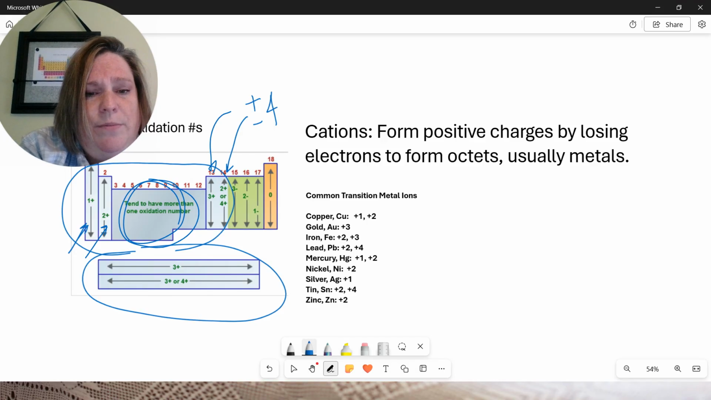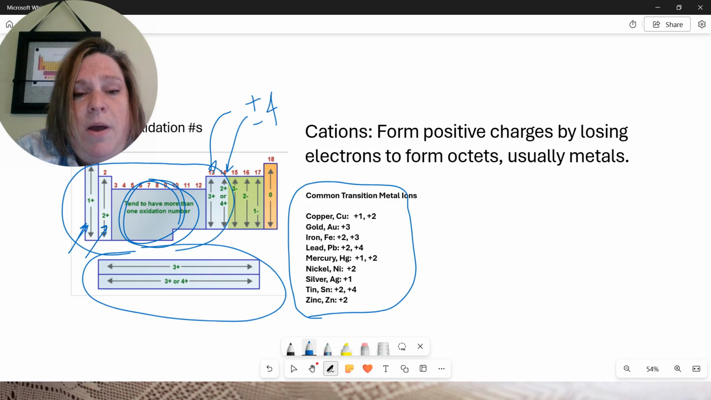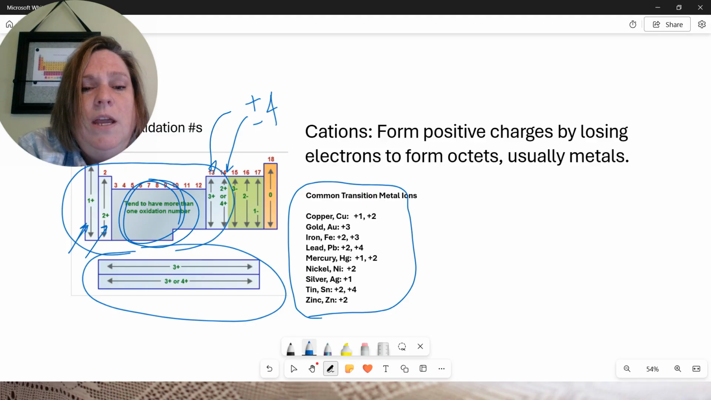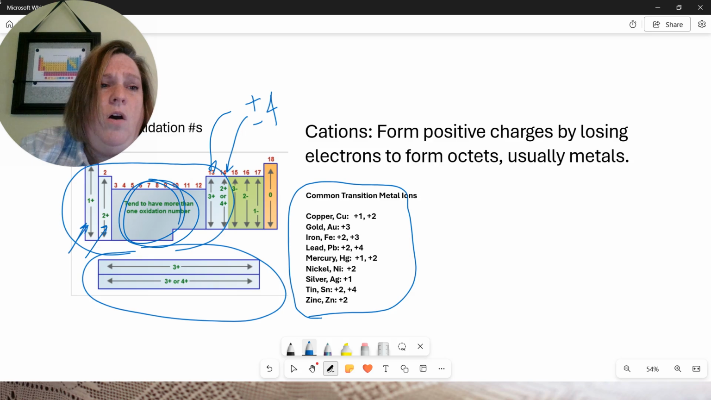Some oddballs are the transition metals. Yep, transition metals can have multiple charges. And so I usually give my students just a small chart of common ones that they might run across. Copper can be +1 or +2. You can see gold and iron and lead and mercury, nickel, silver, tin, and zinc. They can have multiple charges. These tend to be the more common ones that you're going to use, but in a later video we're going to talk about crisscross, so that if you don't have it on this list, you could determine its charge in a compound.